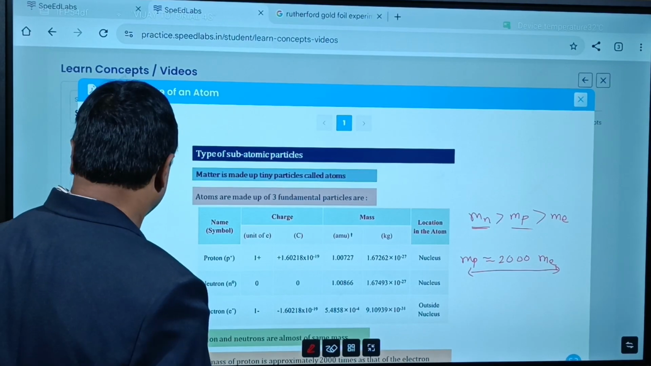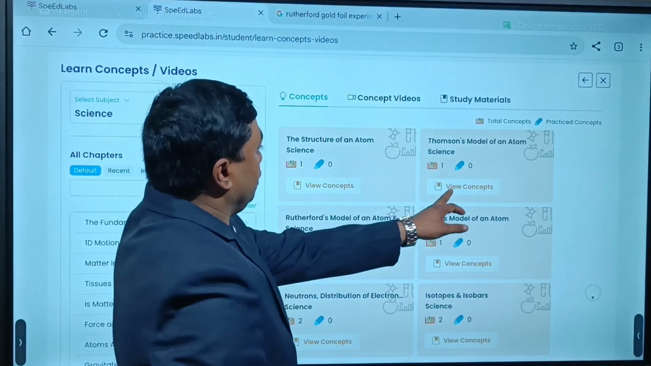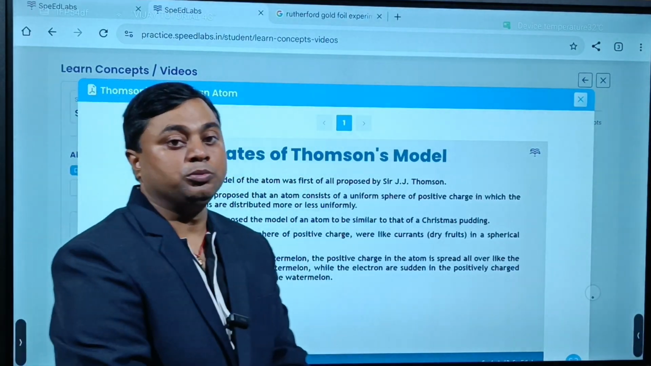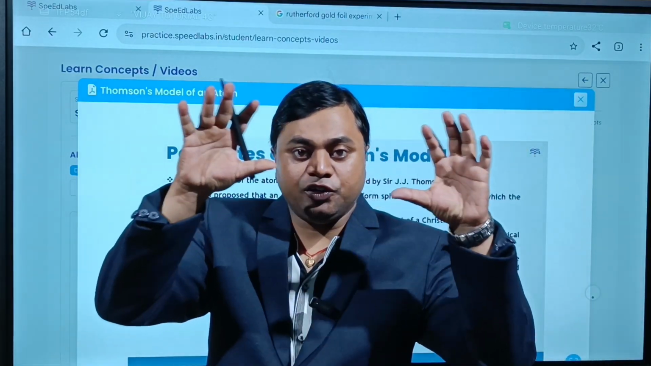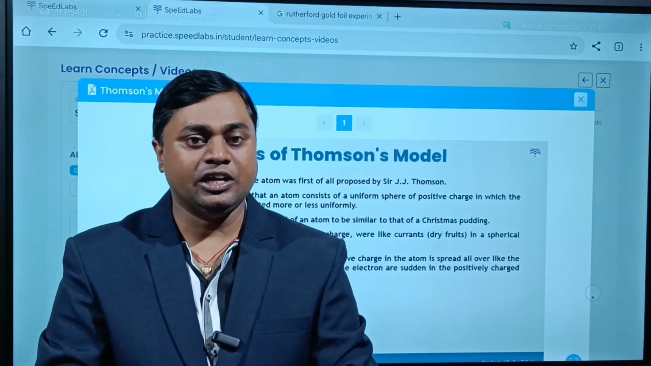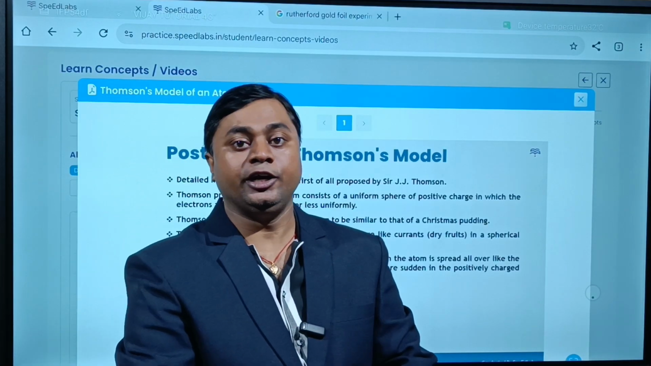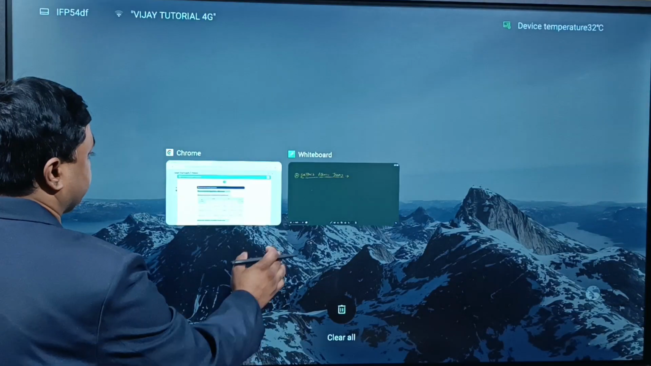Next concept, let's see. J.J. Thomson's model of atom. What did J.J. Thomson tell? He told that an atom is a sphere of positive charge, in which negatively charged particles called electrons are embedded. So let's try to understand, then we will go through these concepts.